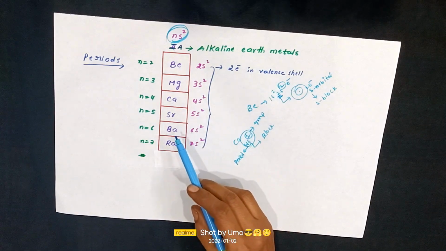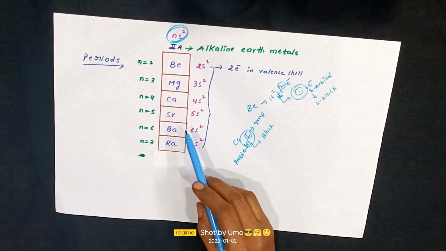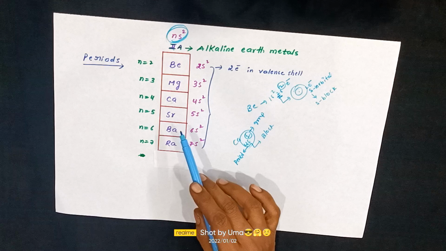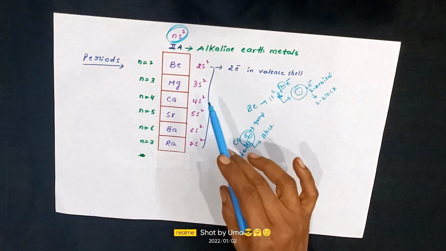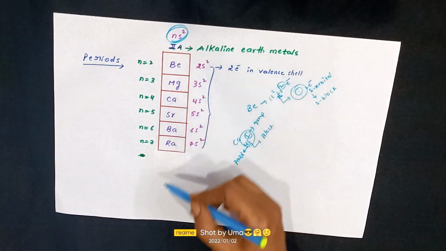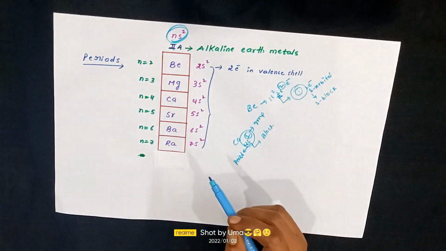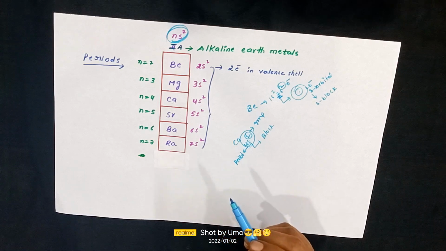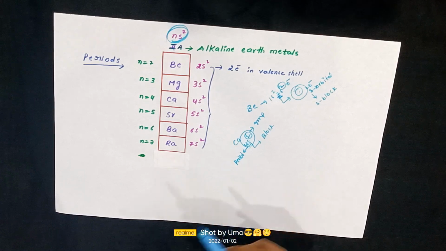First A and second A group elements are called S block elements. If you write the electronic configuration for these elements, you will get the s orbital in their valence shells. That's why these belong to S block elements, children. In the next video, I will explain P block elements, children.